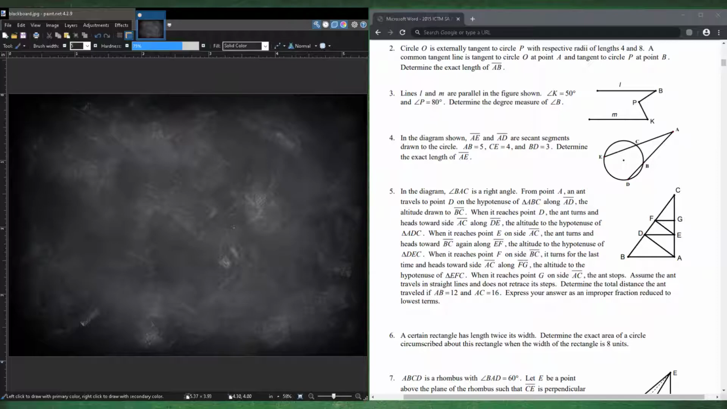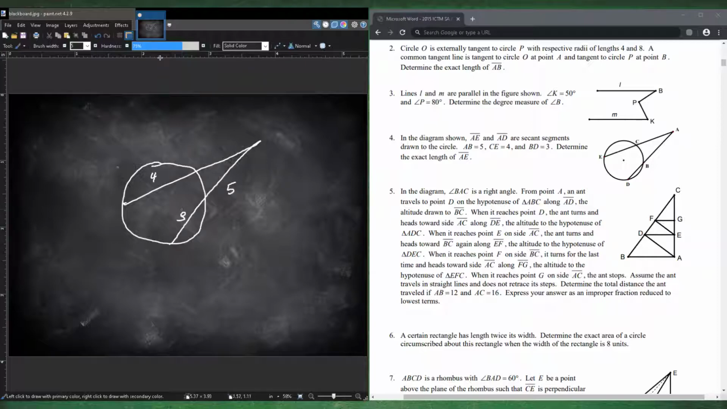number 4. In the diagram shown, line AE and AD are secant segments drawn to the circle. Let me just draw the picture before they describe any of the lengths. So AB is 5, so this is 5. CE is 4. BD is 3.